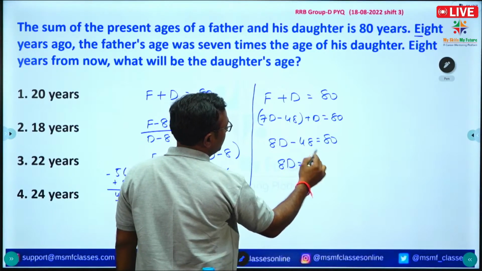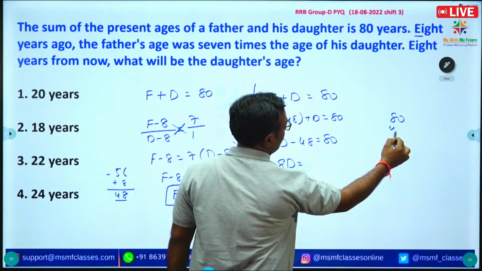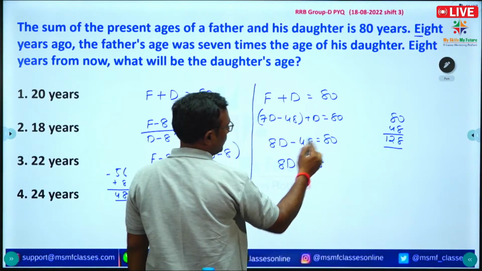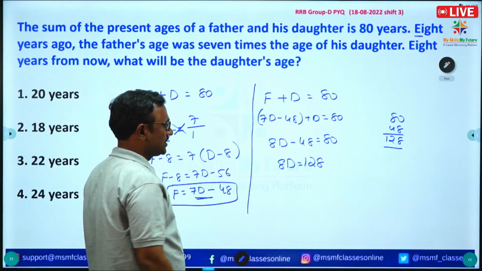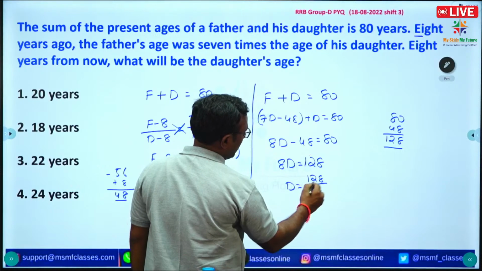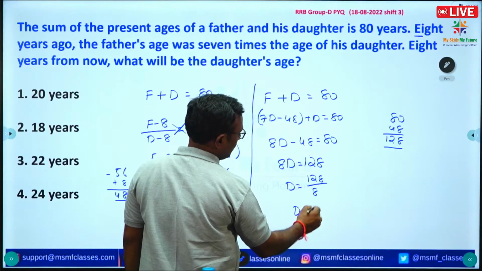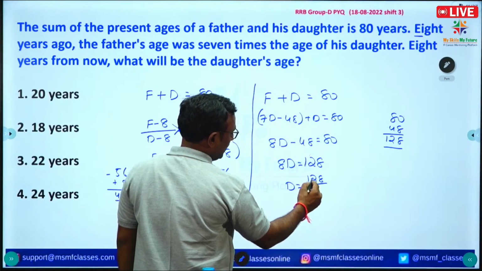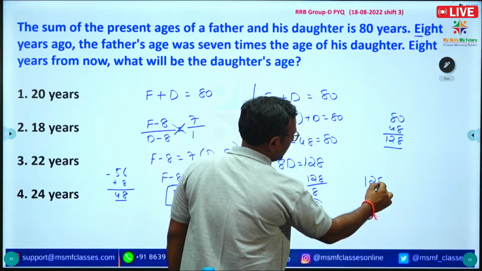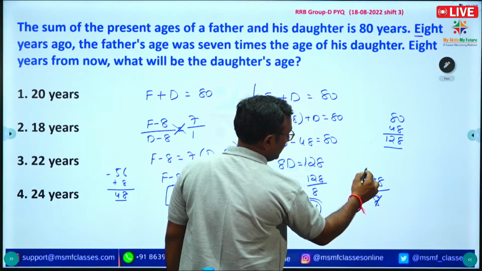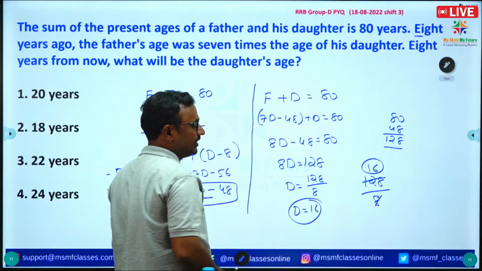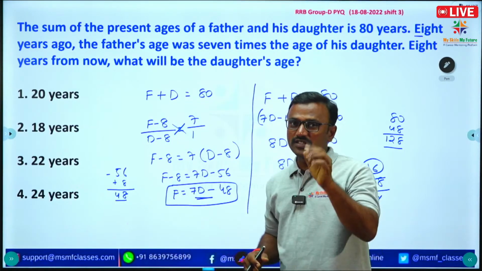8d is equal to 80 plus 48, so we get 128. The minus will change as plus when you go to the right side. So d is equal to 128 by 8. 8 ones 8, and 8 6s 48, so we get 16. So the daughter's present age is 16.